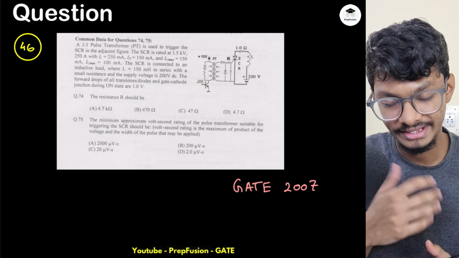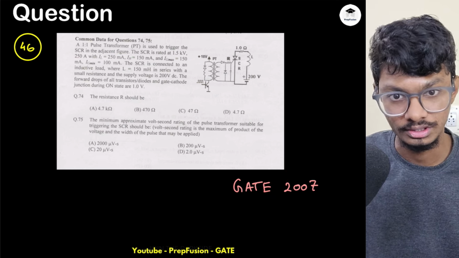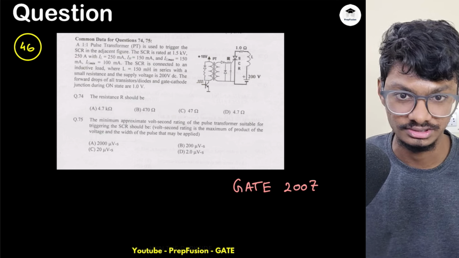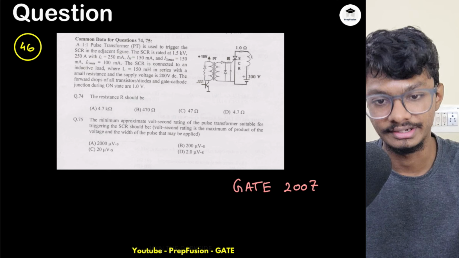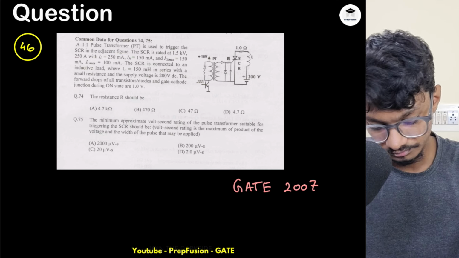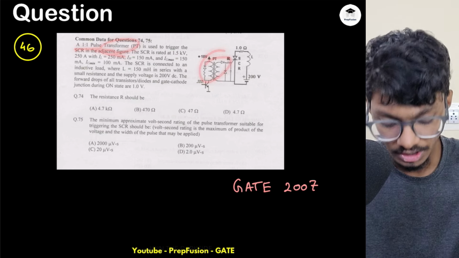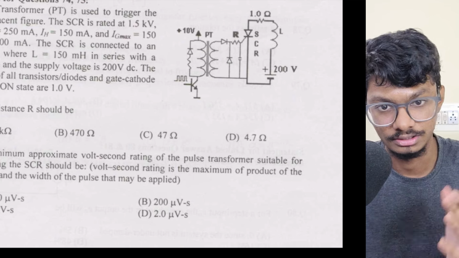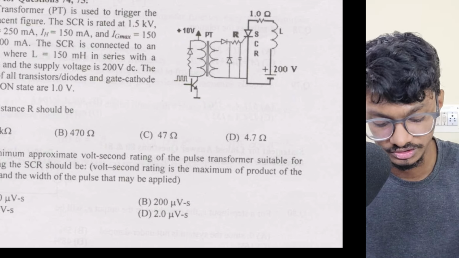Again, this is not a well framed question, because this was from a very old year, like 15, 18 years back. That's why the framing of the question is not that well written. Here, what they have given is a 1:1 pulse transformer, which can be used for isolation. A 1:1 transformer is used for isolation purposes only.